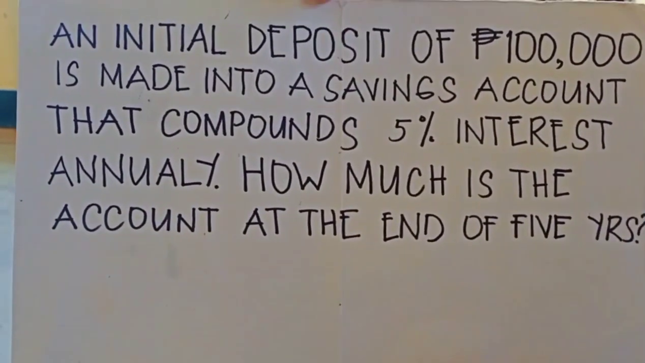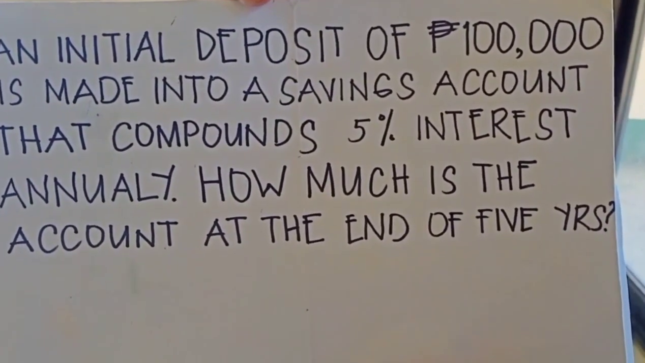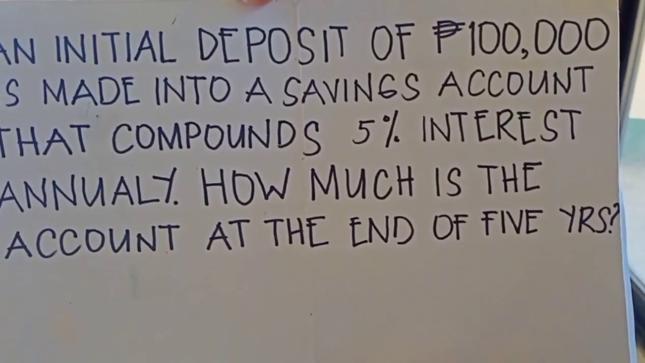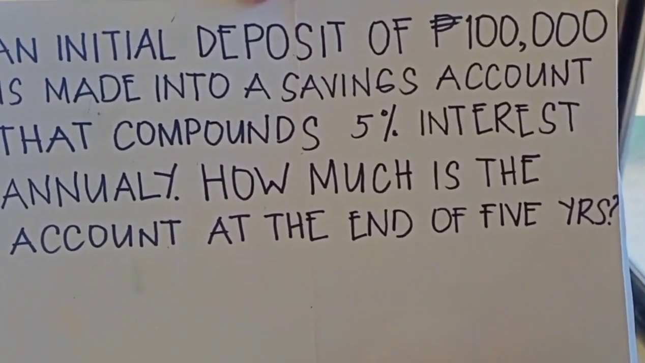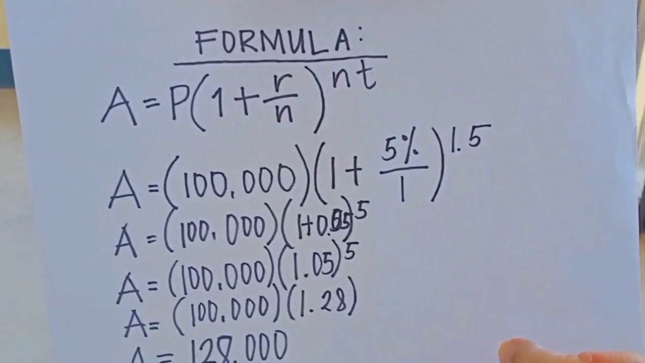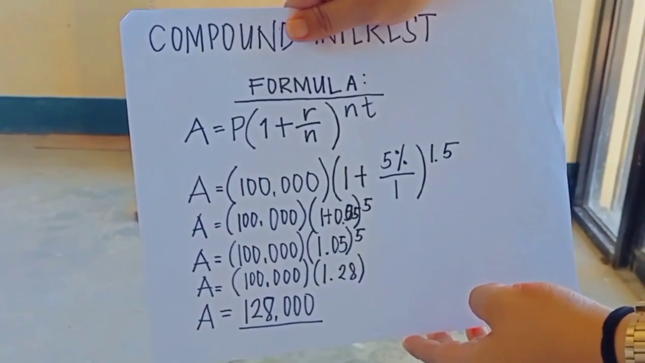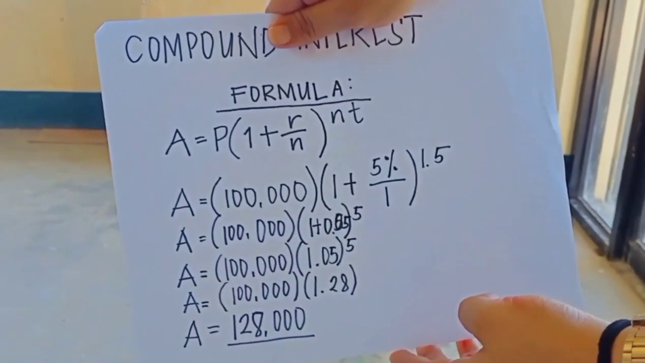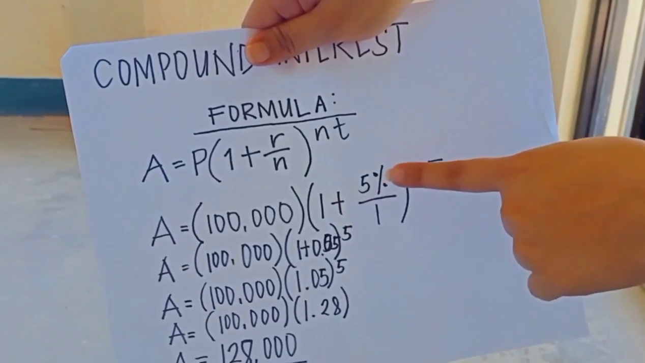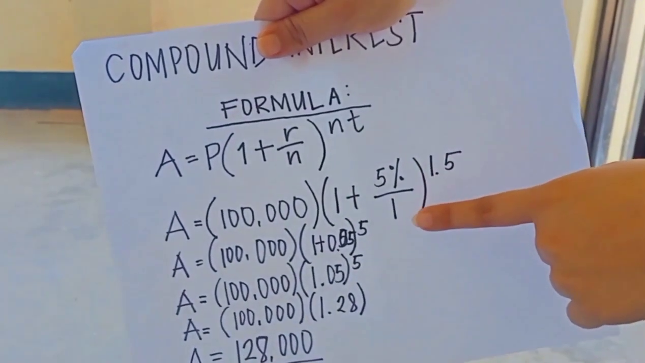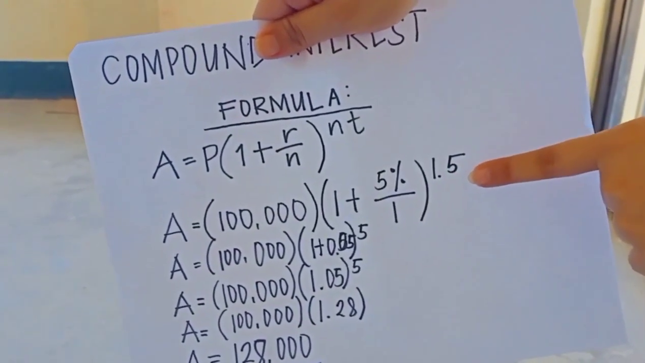An example of compound interest: an initial deposit of 100,000 is made into a savings account that compounds 5% interest annually. How much is the account at the end of 5 years? We will be using the formula A equals P times 1 plus R over n, raised to n times t. A equals 100,000, the principal amount, times 1 plus 5% interest over 1, the number of times the interest is compounded, raised to 1 times 5, the time period.